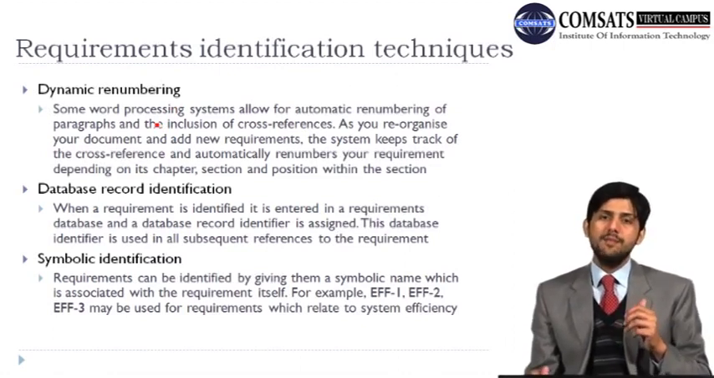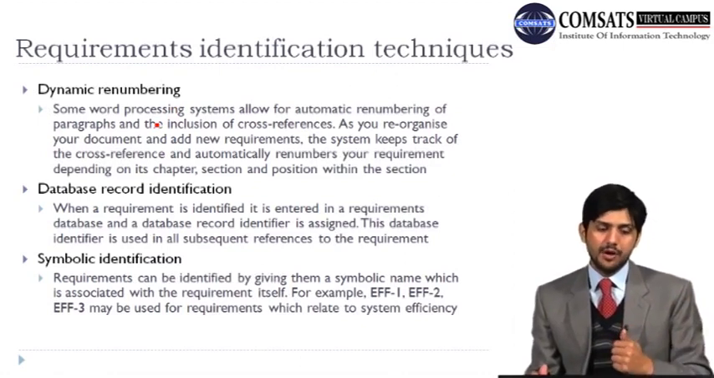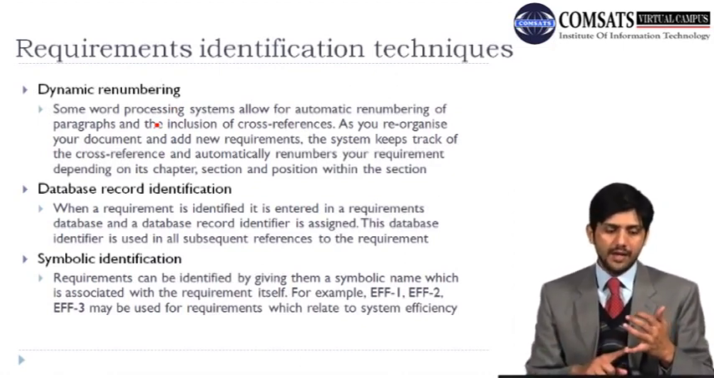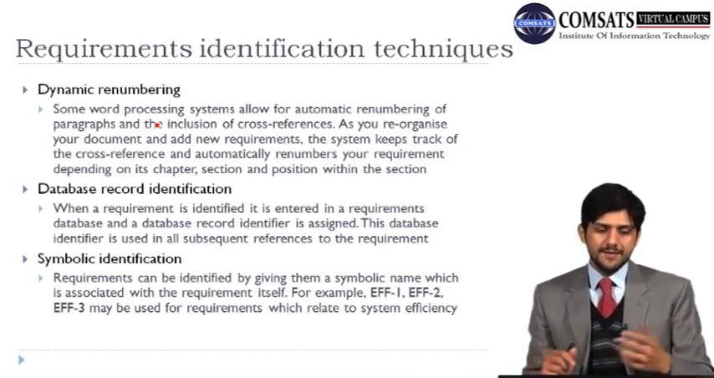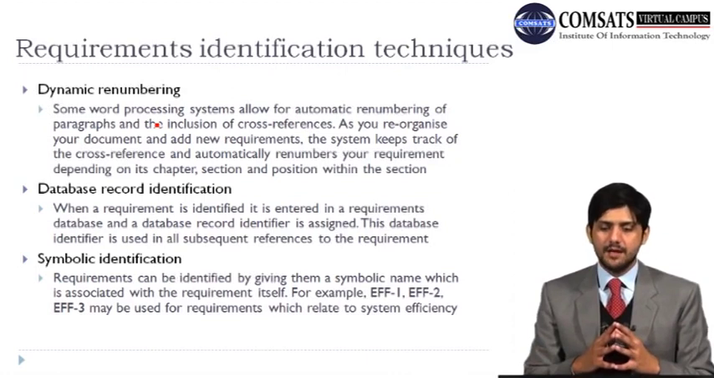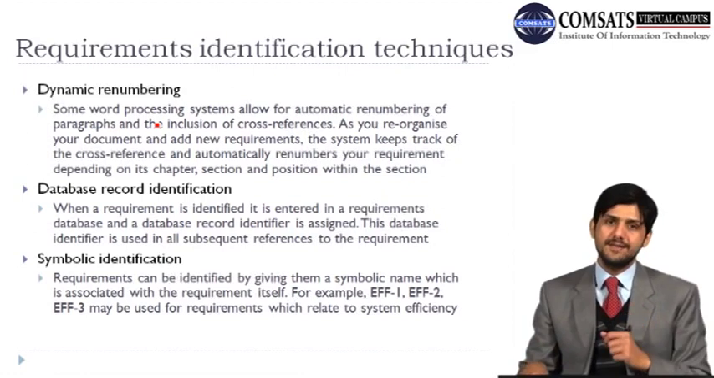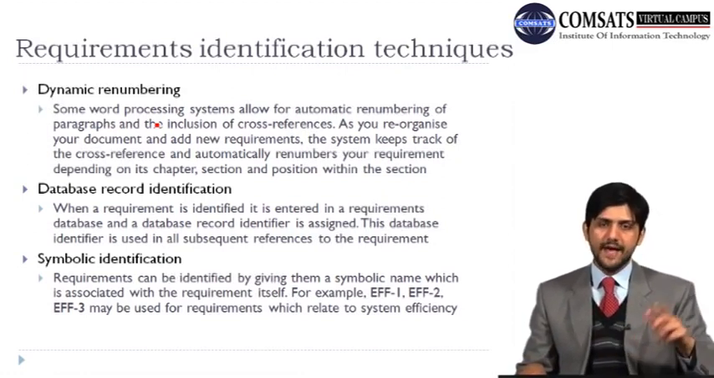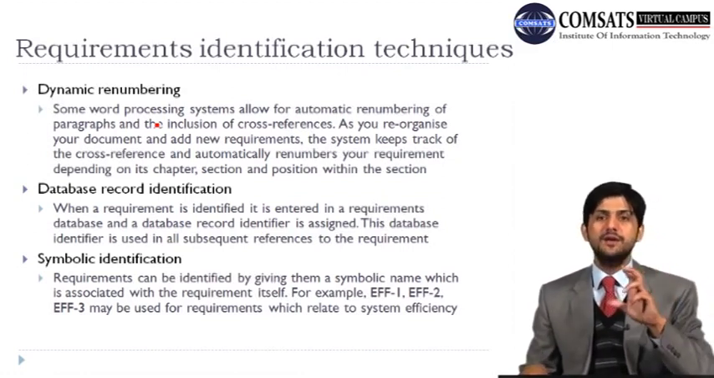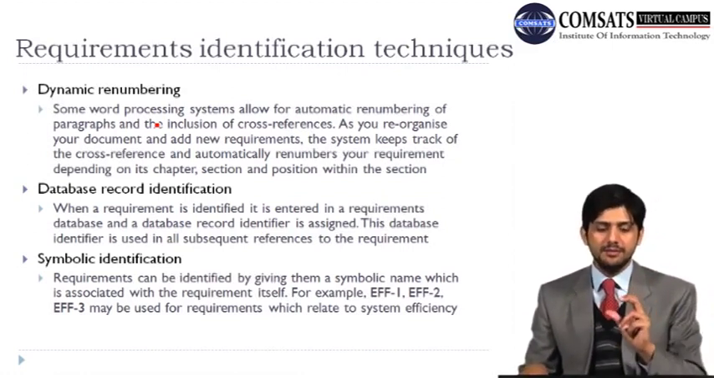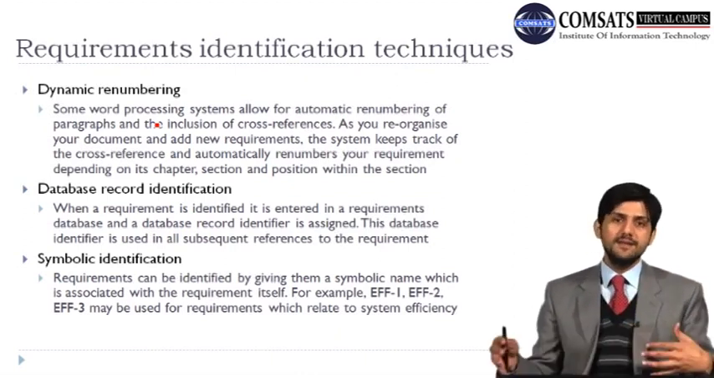So what are the requirement identification techniques which can be used to get rid of those problems? We have dynamic numbering, we have database record identification, and we have symbolic identification. Some word processing systems allow for automatic renumbering of the paragraphs and inclusion of cross references. So as you reorganize your document and add new requirements, the system keeps track of the cross-reference and automatically renumbers your requirement depending on its chapter, section and position within the section.